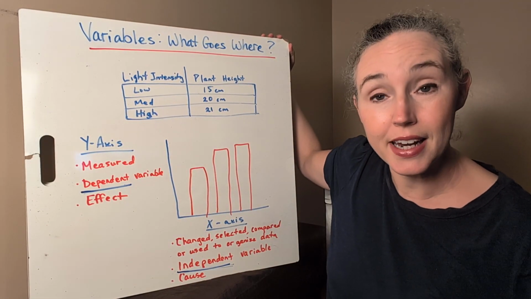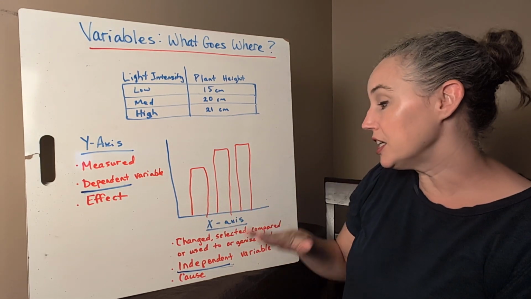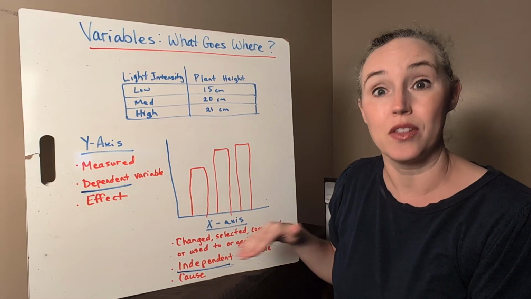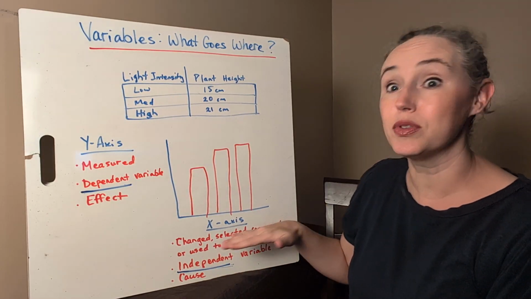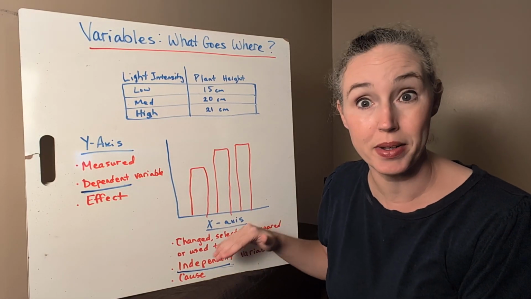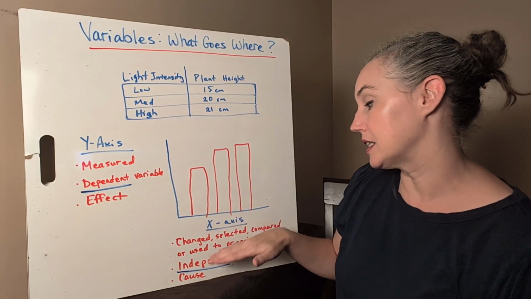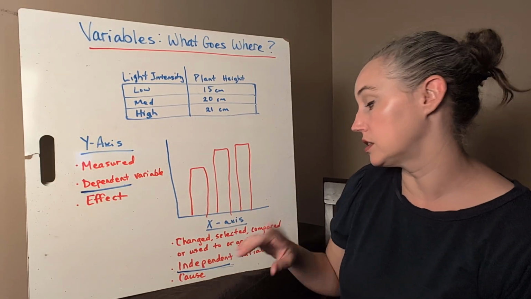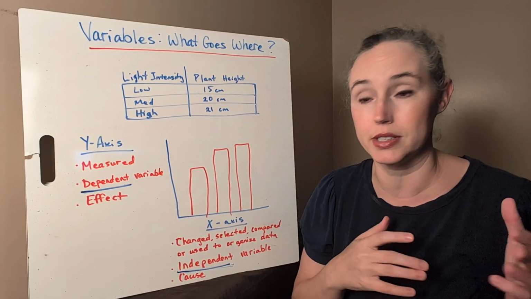So the first thing you got to do is think about your variables. So what's going to go on your x-axis and then what's going to go on your y-axis? Because whatever's on your x-axis is going to determine the type of graph you make. So what goes on our x is whatever is changed, selected, compared, or however we're going to organize our data.